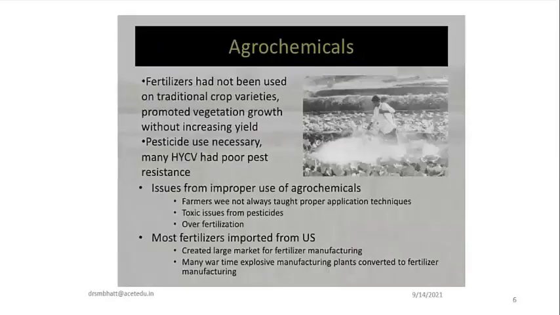Now, agrochemical fertilizer had not been used on traditional crop varieties; it promoted vegetative growth without increasing yield. Pesticide use was necessary in many high yielding variety seeds. Some seeds were pest resistant, but some seeds had poor pest resistance. That's why a high amount of agrochemicals is required.